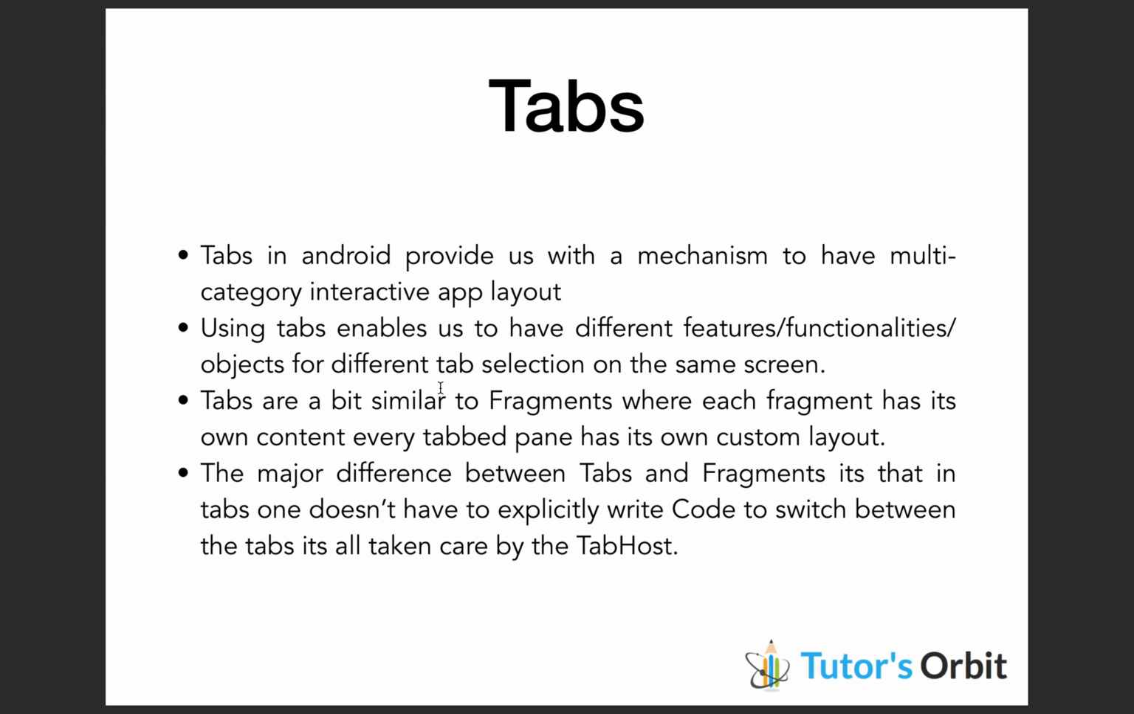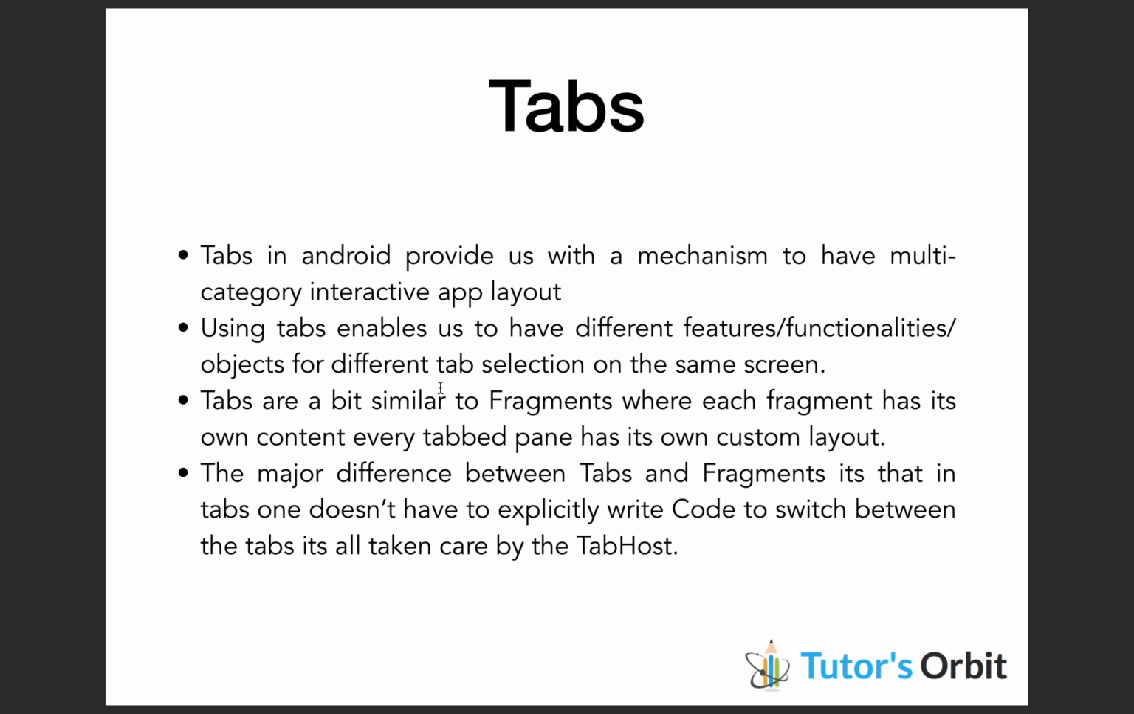Well, tabs are nothing but a multi-category interactive app layout. It is similar to fragments, as we've previously learned that in a fragment you can have different UI elements on the same page. So here you can have different UI elements on the same page just by clicking a button or a tab icon. But the difference here is that you don't have to have a fragment manager or all sorts of those objects. You don't have to have a transaction, and you don't have to commit it at all.